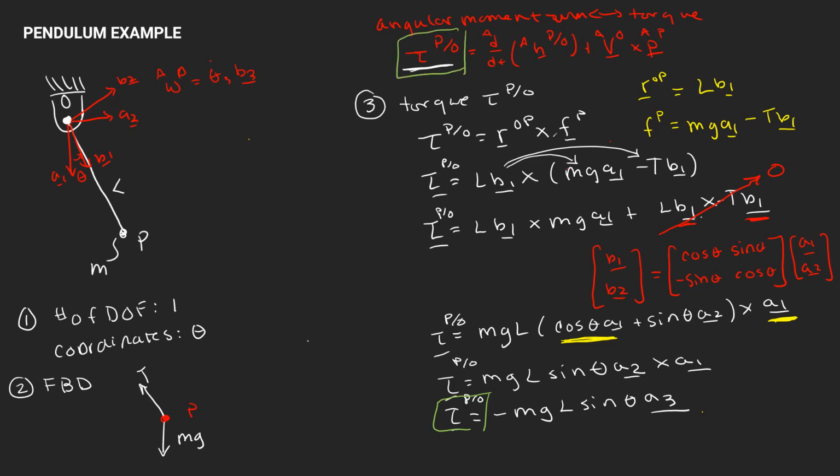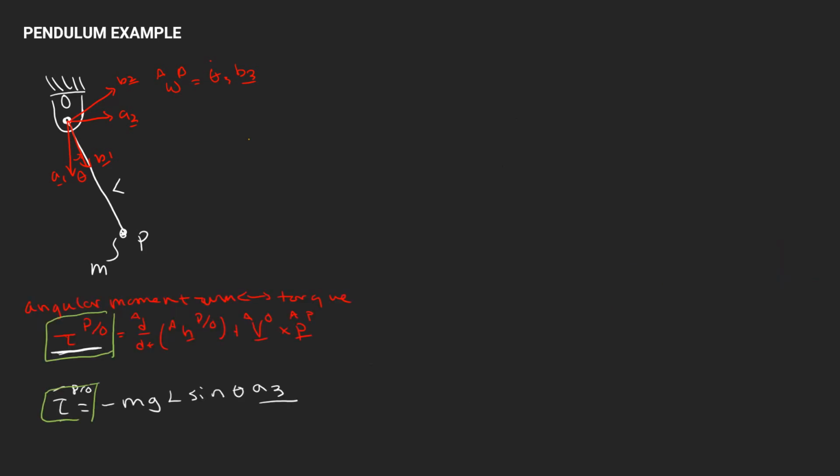And so the next thing we're going to do is actually calculate this derivative of angular momentum. To do that, I'm just going to quickly clear the screen so we have a little bit more space. Okay, so now that we have torque, we need to go and get the next term, which is right here. So we're going to get the derivative of angular momentum.